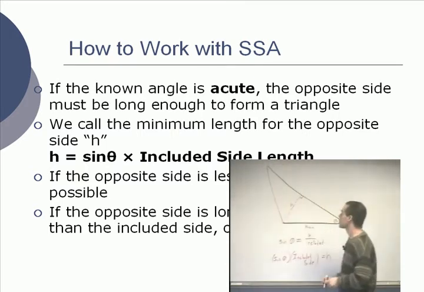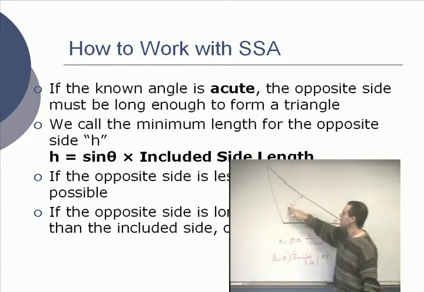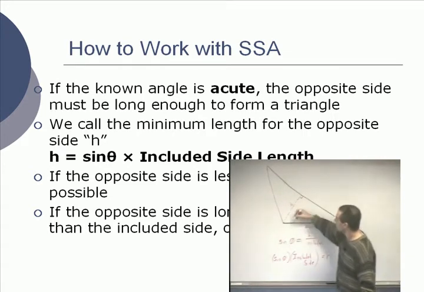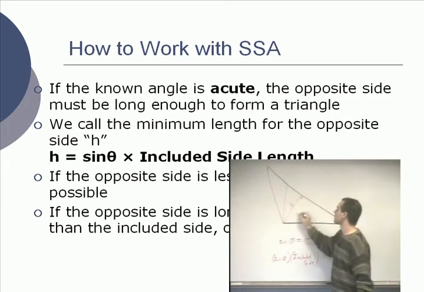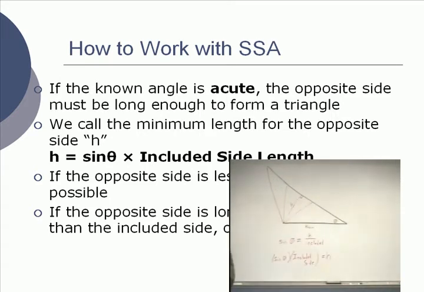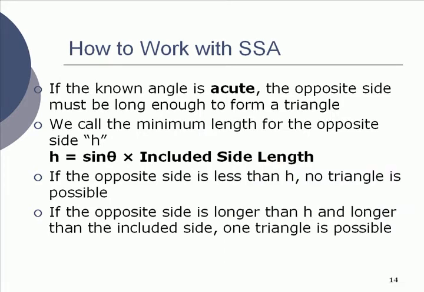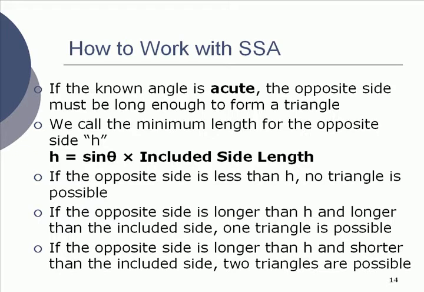Now the last case that could happen is that it's longer than h but shorter than the known side, and then it can fold out or in. And we've exhausted every possibility. So if the opposite side is longer than h, that is, it meets the minimum, but it's still shorter than the known side, it can fold out or in, and we'll have our two possibilities. And that's what we saw on the first screen. So now we're going to look at some examples. We're going to start from scratch, determine whether or not we can form a triangle, and if so, what they look like.